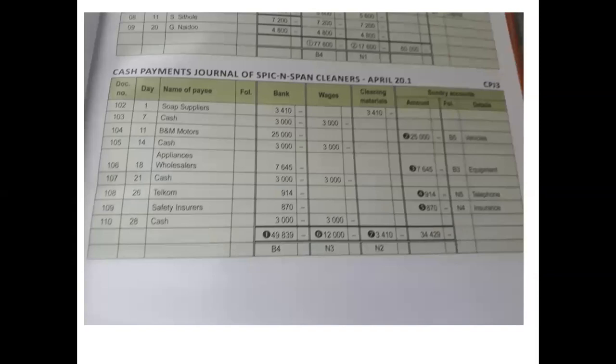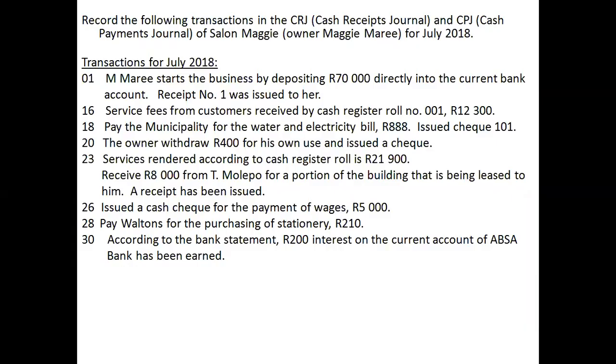Right, now there's your activity. I hope you've got your pen and paper ready. Record the following transactions in the CRJ, the Cash Receipts Journal, and CPJ, the Cash Payments Journal of Salon Maggie. The owner is Maggie Maria for July 2018.